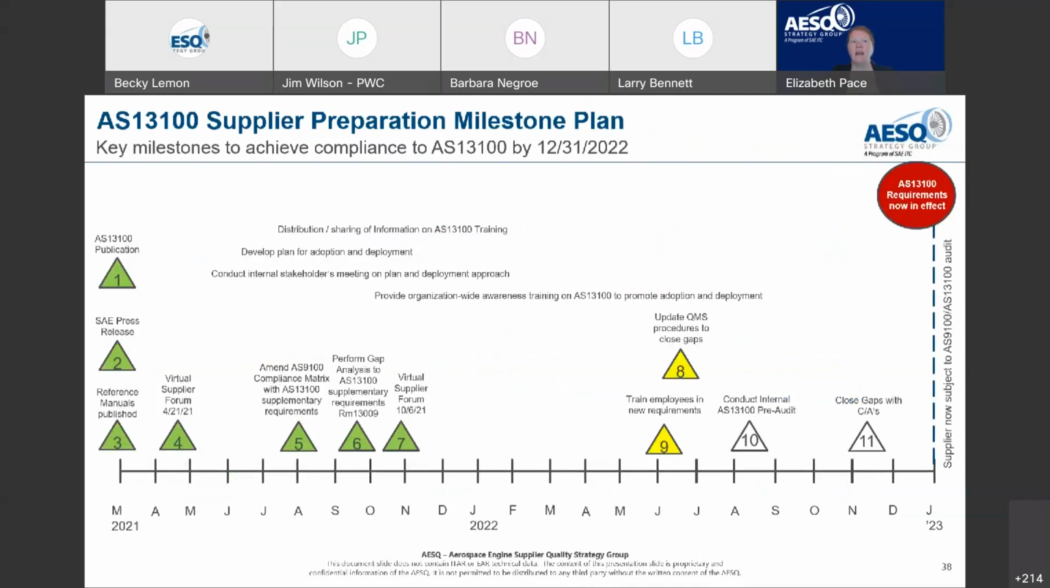What you see here is that high-level milestone preparation plan. As you can see, we're tracking through, and the different companies are working on their QMS procedures and flowdowns, and also the training. Each member company is training quality professionals right now in order to be prepared. As Larry had said before, just focus in on that gap analysis with the AS13009 tool and work with your member company to identify any gaps.